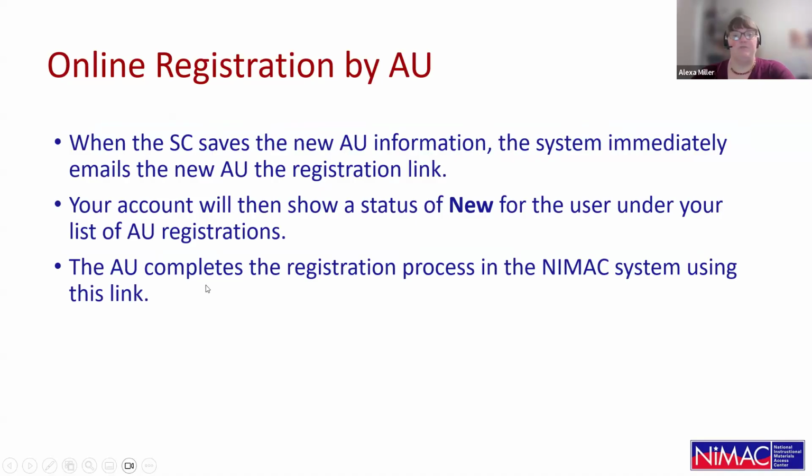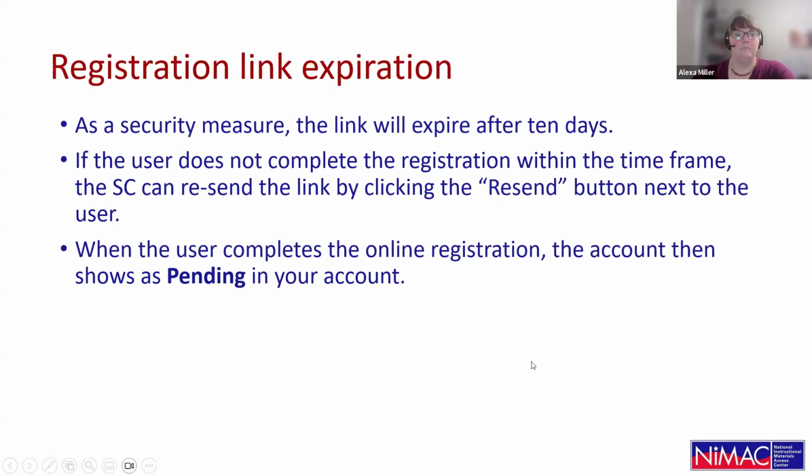At this point, the authorized user will complete the registration process in our system using the link they were emailed. That registration link does expire after 10 days. If they haven't completed the registration within that time frame, you can resend the link by clicking the little resend button next to the user's name. We do try to keep an eye on this, but sometimes it slips, but you can resend it yourself. When the user completes the online registration, the account will then show as pending in your account.